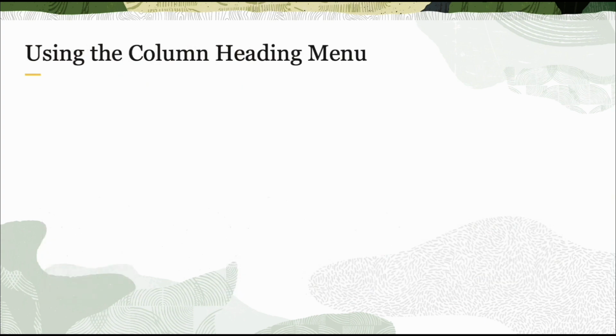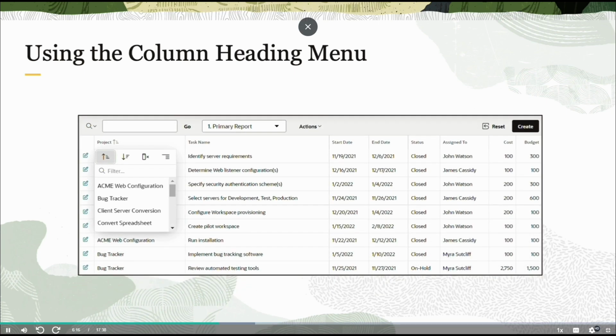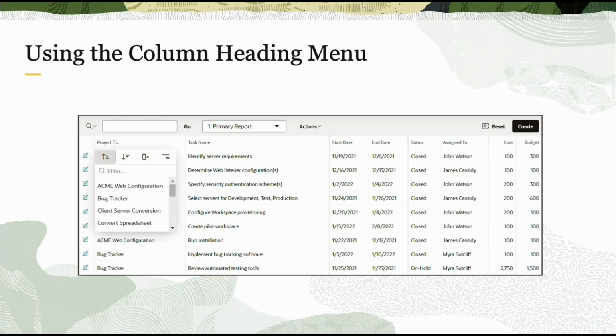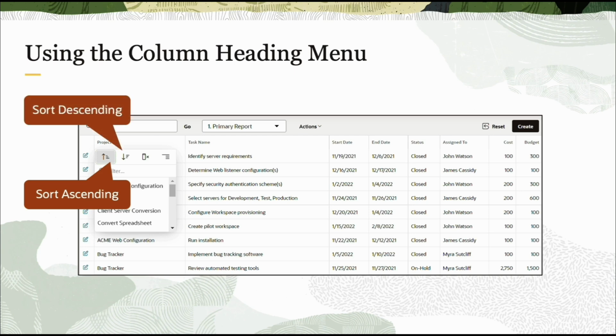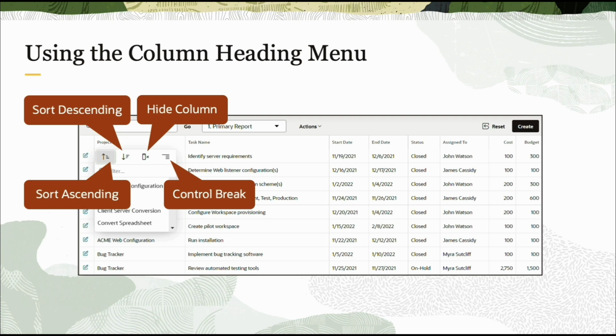The column heading menu in interactive reports is loaded with a lot of features. Clicking a column heading in an interactive report displays the column heading menu. Positioning the cursor over each icon displays a tooltip that describes its function. Column heading menu options include sort ascending, using which the report can be sorted by the column in ascending order, sort descending, using which the report can be sorted by the column in descending order, hide column, using which the column can be hidden, and control break, using which you can apply a control break on this particular column.